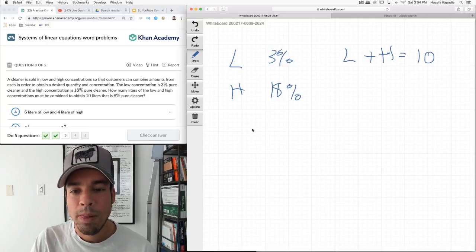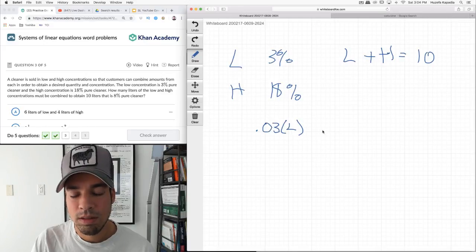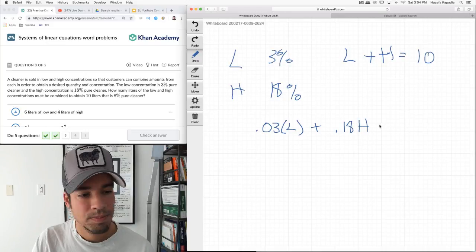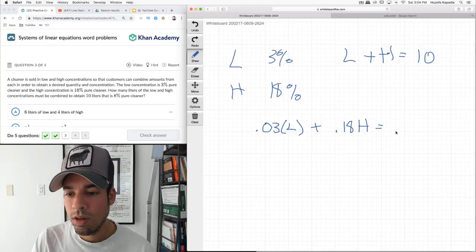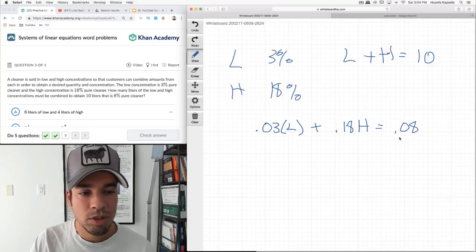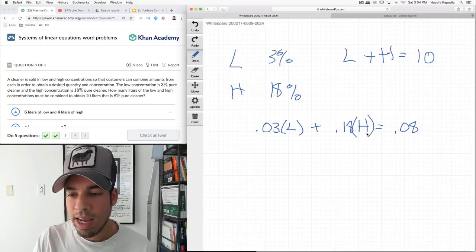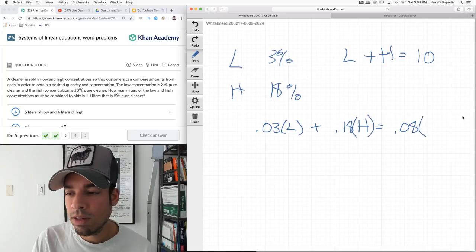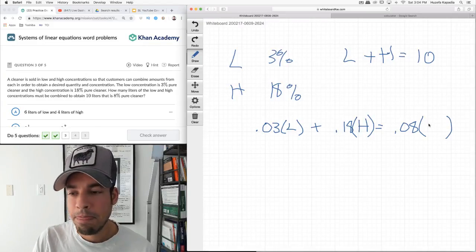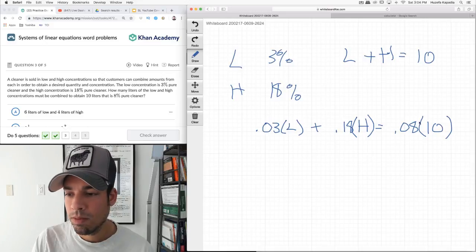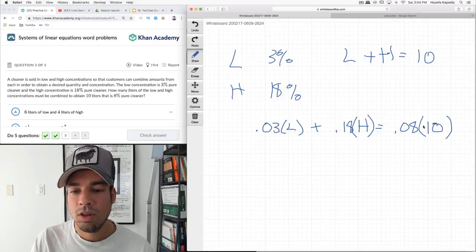Now let's talk about equation number 2. We've got 0.03 times L liters plus 0.18 times H equals 0.08. But it's not just 0.08. That's a mistake that a lot of people make. This is 8% of what? It's 8% of our total, which is L plus H, which we already know is 10. Boom. So this is our equation.